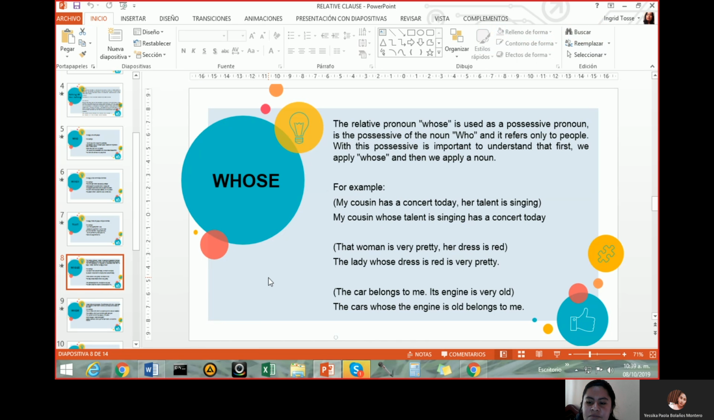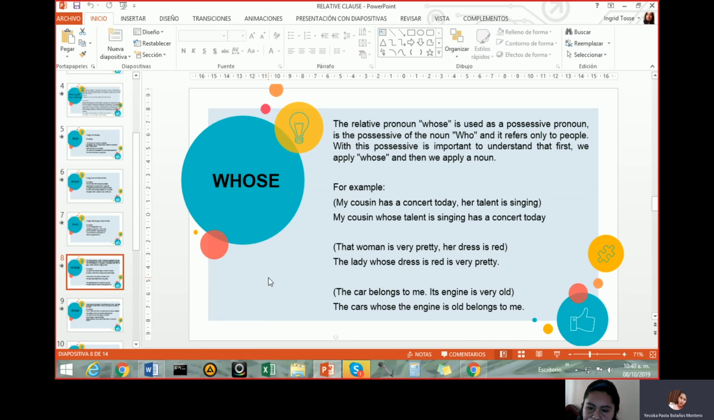Please read and give me your explanation about this part, okay? The woman is very pretty. Her dress is red. The lady whose dress is red is very pretty. Whose is possession. Okay, possessive, very good. La mujer cuyo vestido rojo es muy bonito.